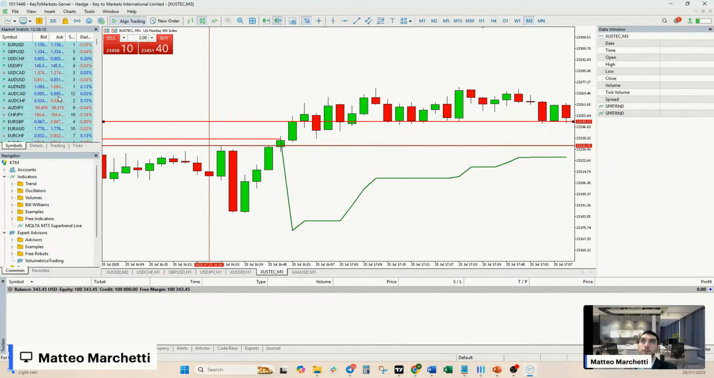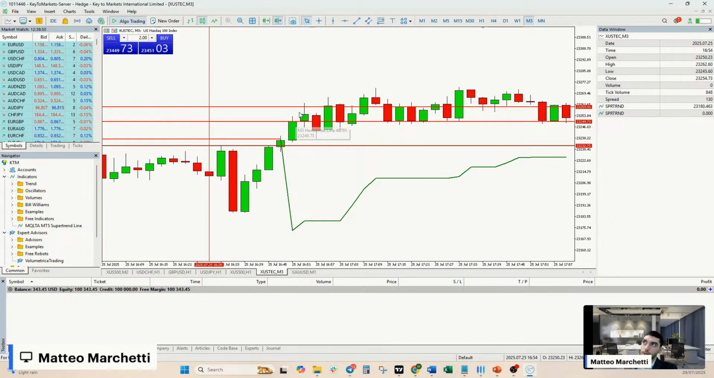So, for example, if I would like to enter here, just give me a second. Let me open the data window. Okay, here we go. So for example, this candle here closes at 23,249.73. So I place my stop loss 10 points above, which is 259.73. Okay, so this is our stop loss. This is our take profit.